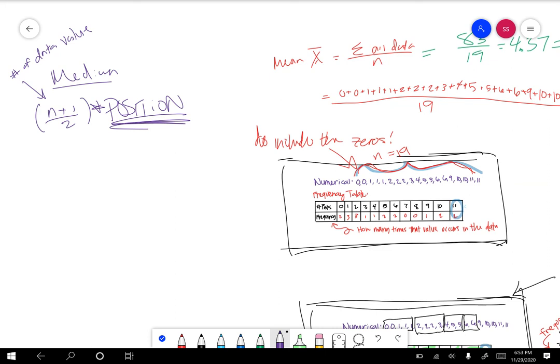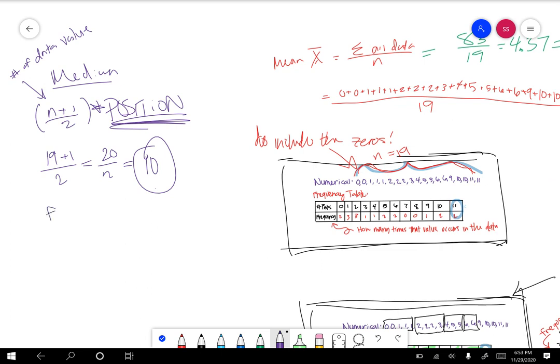So let's go over what I mean by that. So we know that we have 19 data points. So let's write 19 plus 1 divided by 2. Well, that would be 20 divided by 2. That would give us 10. Now, the median is not actually 10. Okay, that's not the median. That's the position of the median value.